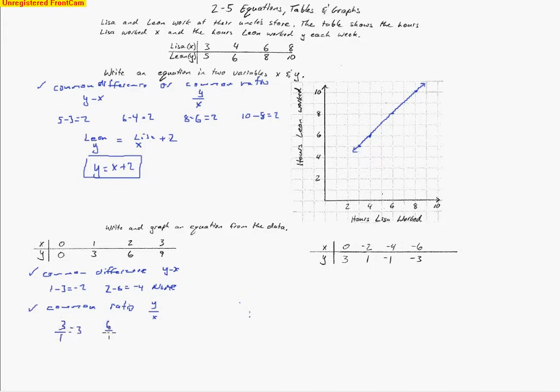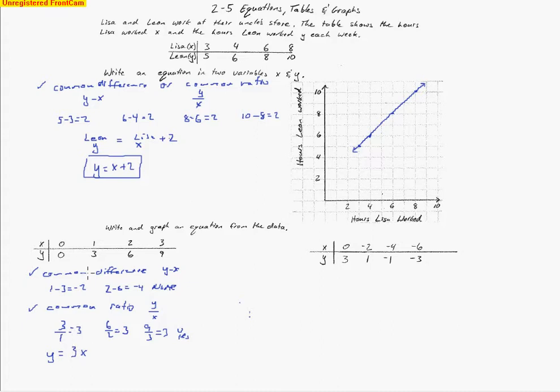6 over 2, and that makes 3. See, 6 divided by 2 makes 3. 9 divided by 3 makes 3. So you see, yes, we have a common ratio. So what that means is that we're going to multiply in order to get the y value. We're going to end up having to multiply the x value by some number. Now that common number is going to end up being 3 in this case.